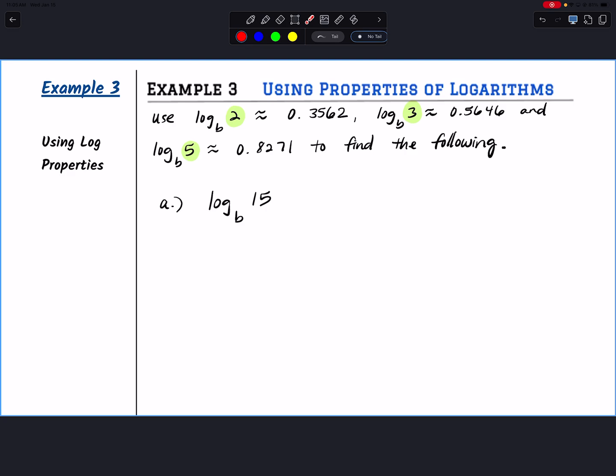Yes, you guys agree that 5 times 3 gives me 15, okay? So this is how I want you guys to show your work for this. This is the same thing as log base B. We know that 15 is the same thing as 3 times 5. What did you guys just learn to do if it's multiplication with logs? Add. So this is the same thing as log base B of 3 plus log base B of 5.